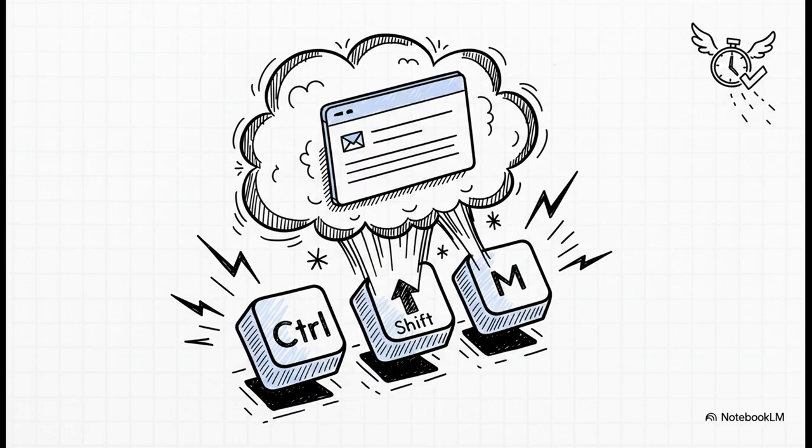And I'll leave you with one last fantastic pro tip. This is a keyboard shortcut that you'll use all the time once you know it. The next time you need to fire off a quick email, forget hunting for the new email button. Just hit Control, Shift, and M on your keyboard. A new email window will instantly pop up.